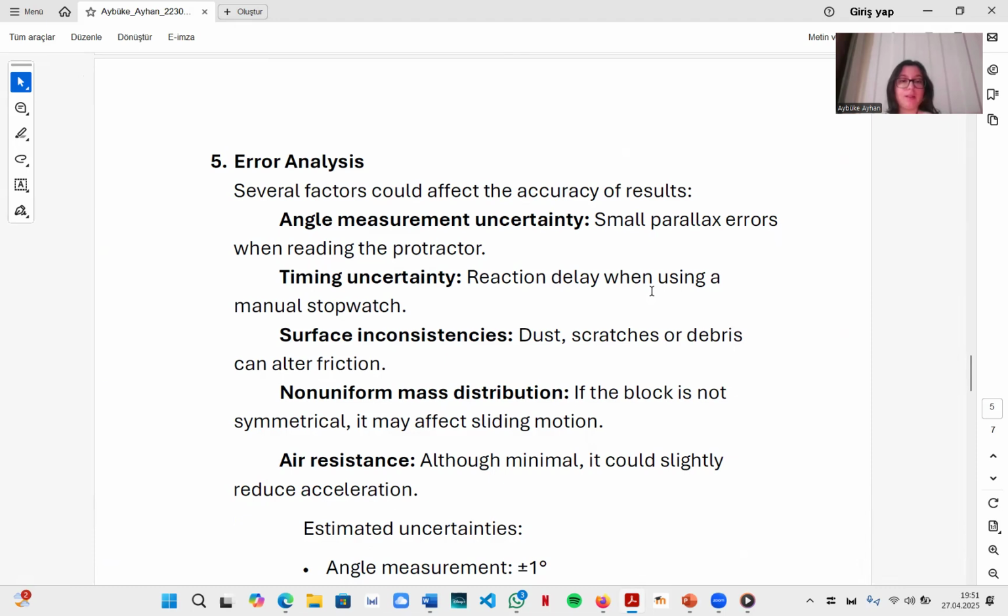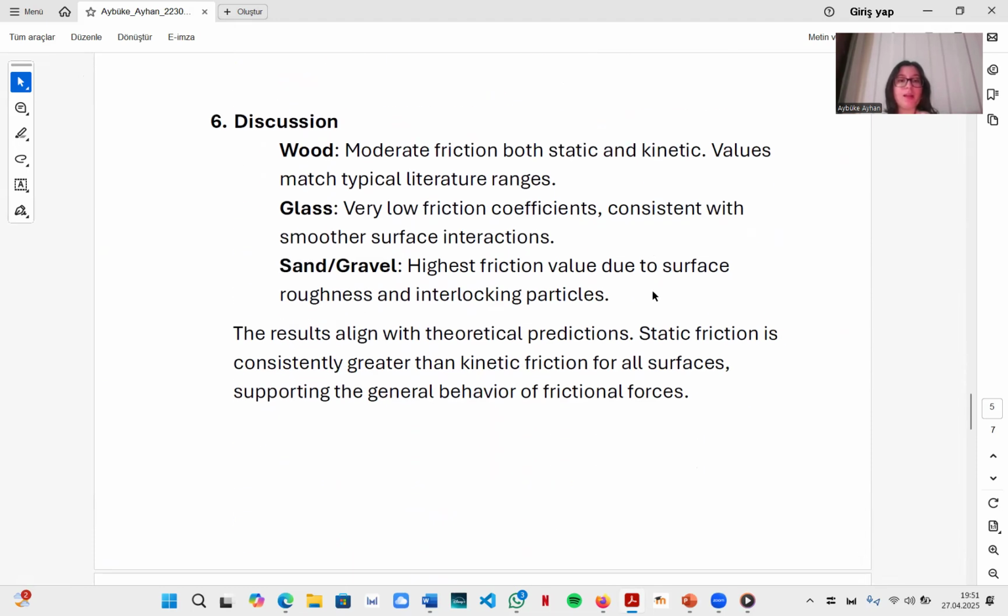In my discussion, as anticipated, the static friction coefficient was higher than the kinetic friction coefficient across all surfaces. The highest friction values were observed for the sand and gravel surface, while the lowest values were measured for the glass surface, reflecting the smooth nature of glass. The data agreed closely with the theoretical expectations and typical values found in the literature, confirming the validity of the methods I used.